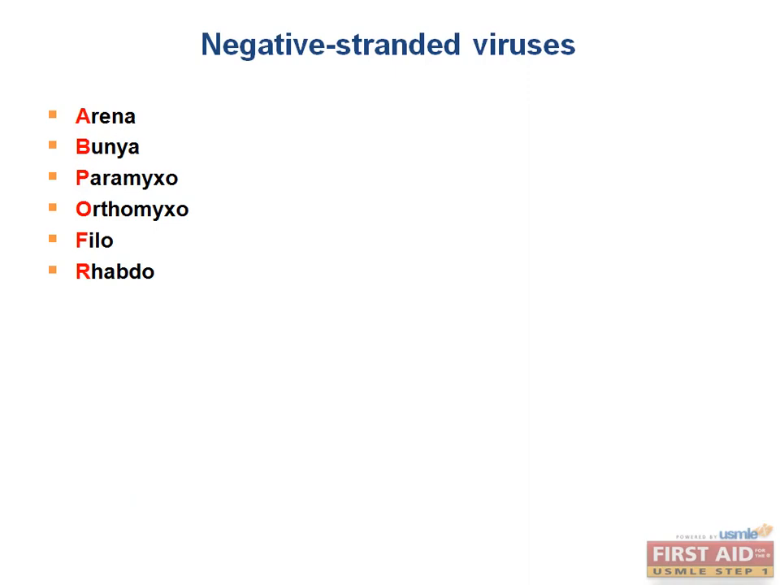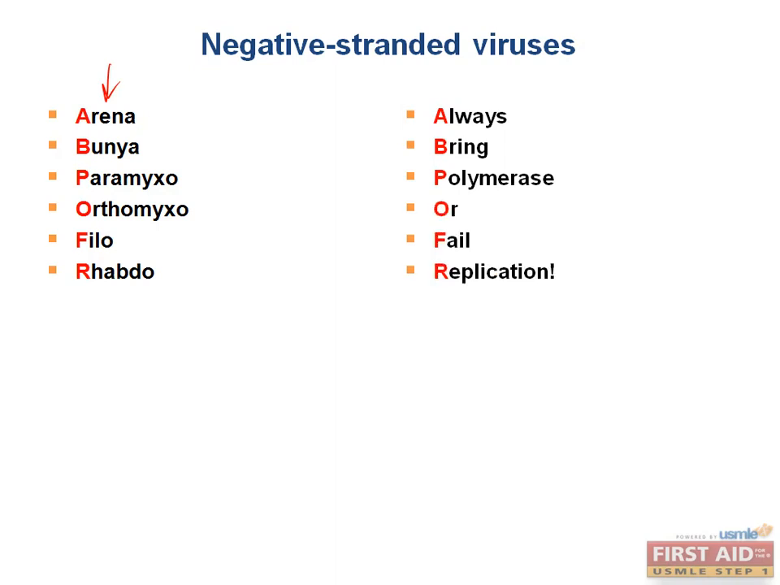So the negative-stranded viruses on this list include: Rhinovirus, Poliovirus, Paramyxo, Orthomyxo, Philo, and Rhabdovirus. There's a mnemonic to help you remember this. Always bring polymerase or fail replication. This will help you remember why it's relevant that they are negative-stranded. They carry their own enzymes, such as RNA-dependent RNA polymerase, to transcribe a positive-stranded complementary copy of its genome.